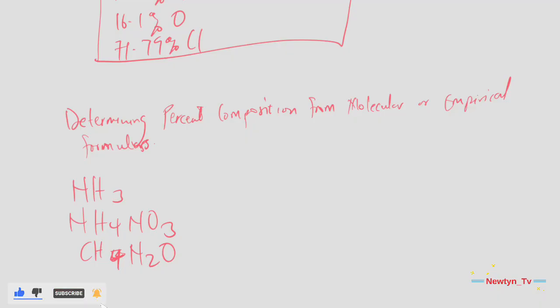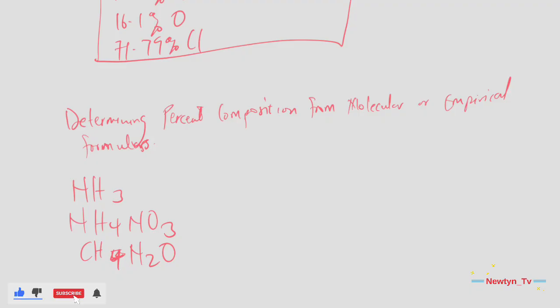Let's look at the ammonia first. When you look at the molecule of ammonia, it contains one nitrogen atom weighing 14.01 atomic mass units, and three hydrogen atoms weighing a total of 3 times 1.008 AMU. Combined, the hydrogens give 3.024 AMU.